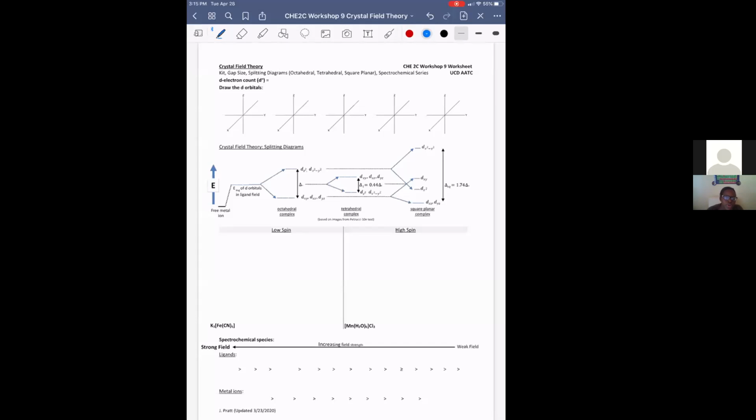All right, so in today's workshop, we're going to take a closer look at crystal field theory, and we're going to look at our d electron counts, reviewing our orbitals, and just figuring out where we put electrons when we have our valence d orbital electrons, where exactly they'll go in our electron orbitals, right?